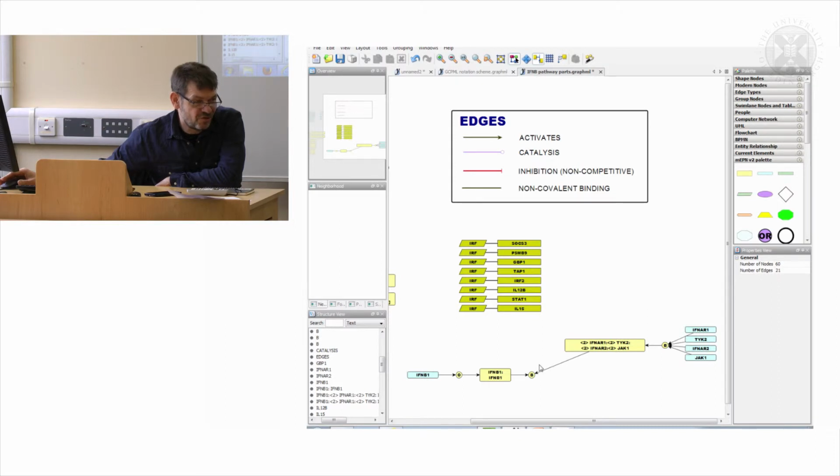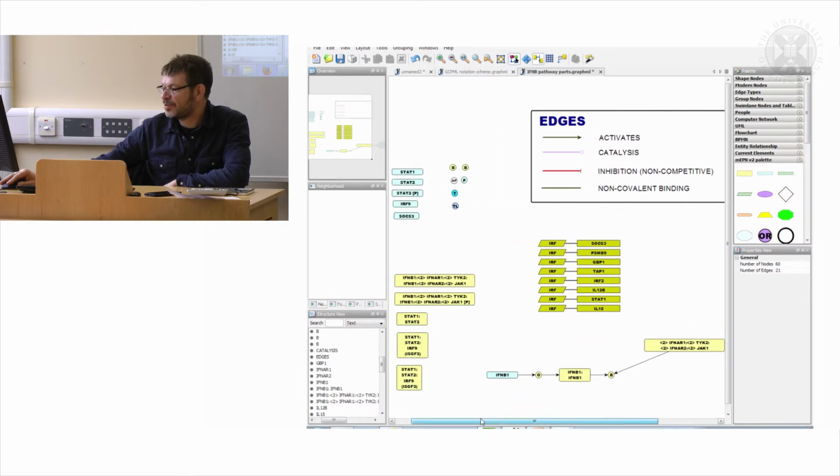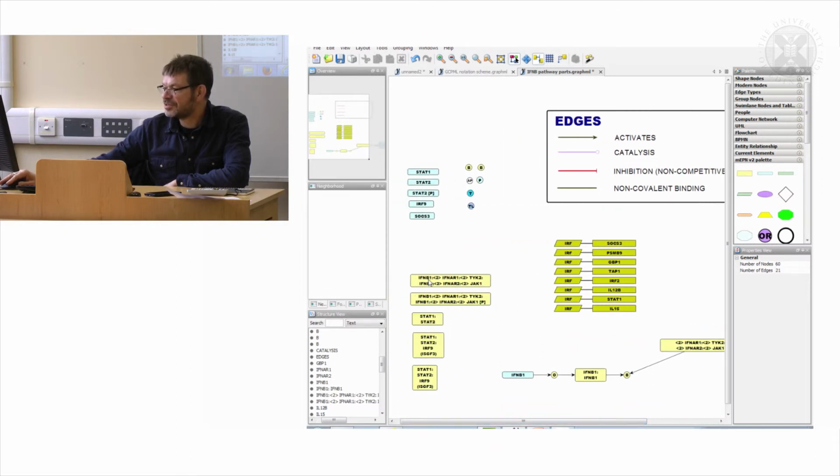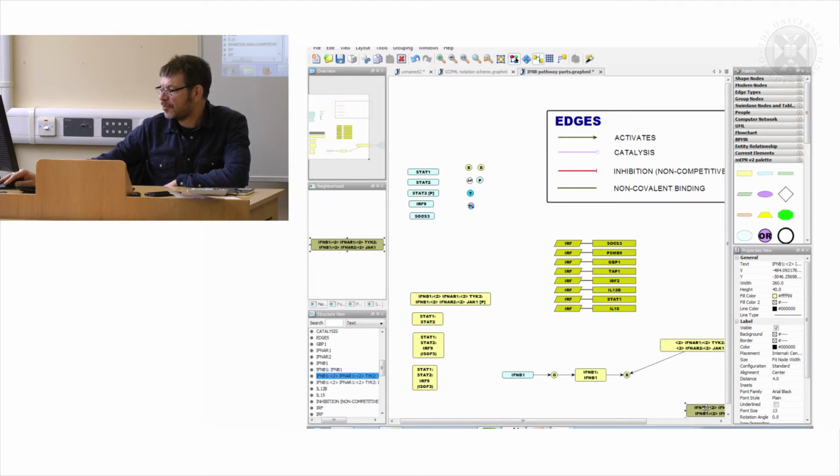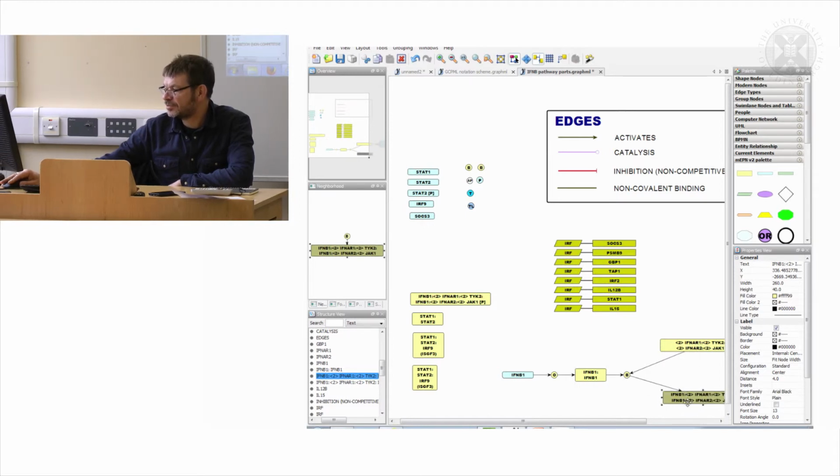Now try and draw what goes. So I'll give you another 10 minutes to draw what happens next in the story and see if you can take it from here. So I'll just show you the output of that reaction. So there is the interferon beta now bound to its receptor. So that's the product of that reaction.